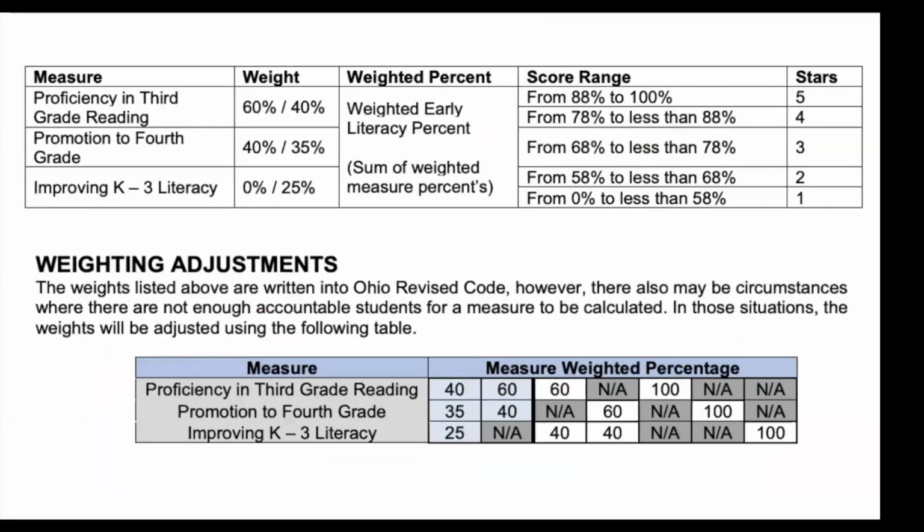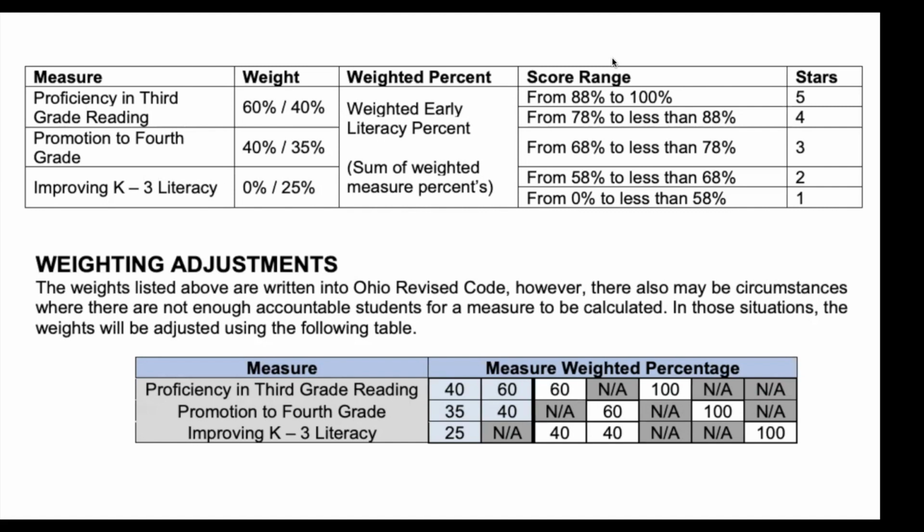This is some information from the technical document. I thought this was important to note. You can see on the left-hand side of the screen the 3 measures listed down the left side: proficiency in 3rd grade, promotion, improving K-3 literacy. The typical calculation is on the right. You can see the 40%, 35%, 25%. That's what we just went through. You can also see on the left side that 60% and 40%.